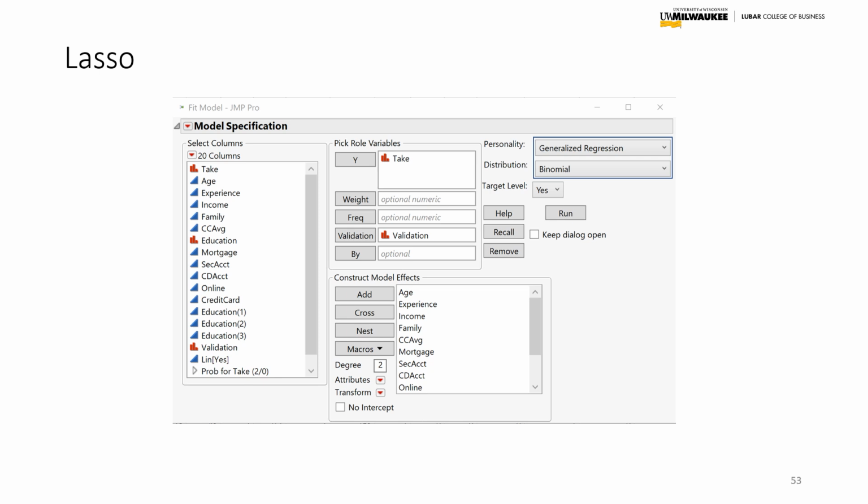The lasso method can also be applied to the logistic regression setting. Here I give the same variables. I give the validation column. You'll note here that you will pick, as I did in the past, the generalized regression for lasso. What JMP will pop up is this distribution of binomial. That's associated with the fact that the y variable is either 0 or 1. I'm not going to go further than that, but that will be the appropriate selections in terms of personality and distribution for a lasso fit.